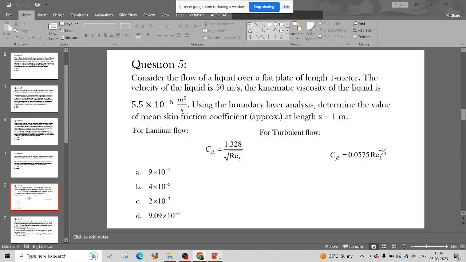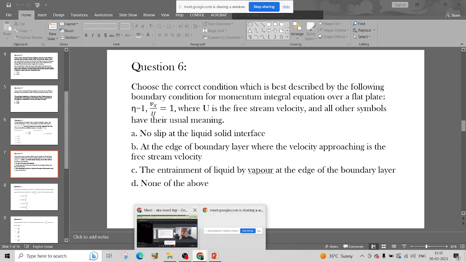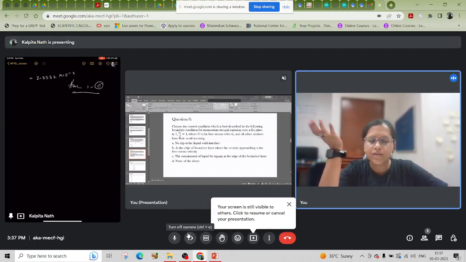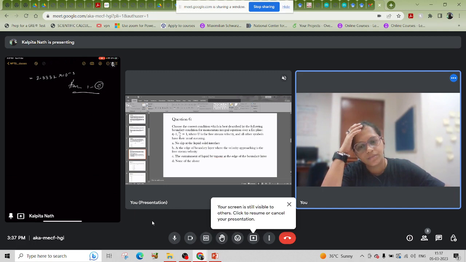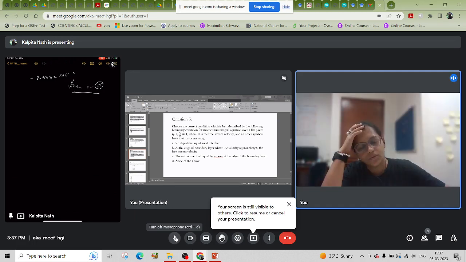Next. Choose the correct condition which is best described by the following boundary condition for the momentum integral equation over a flat plate. Eta is 1, Vx is equal to u, where u is the free stream velocity and all other symbols have their usual meaning. I'll give you 1 minute to answer this question, then we'll go on with the solution. This is just a one word solution, so you should not take more than a minute for this.